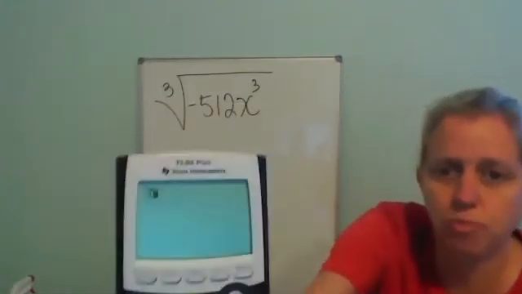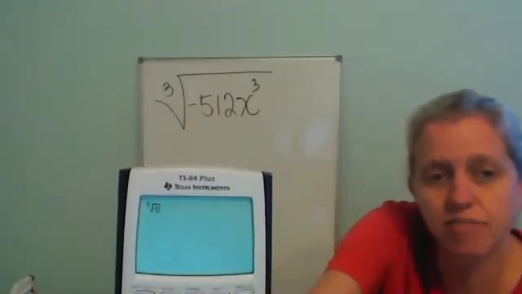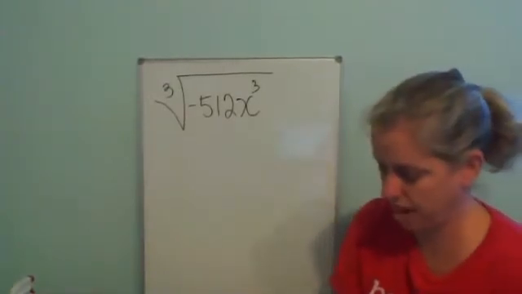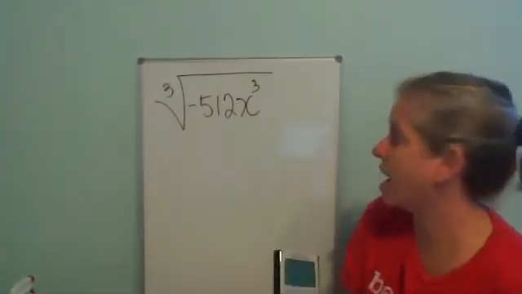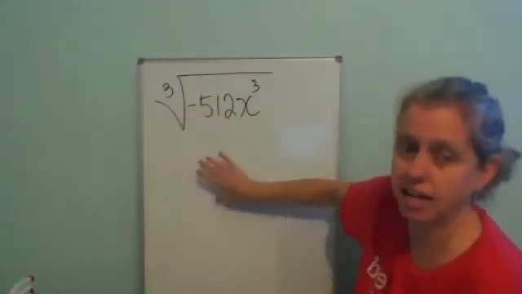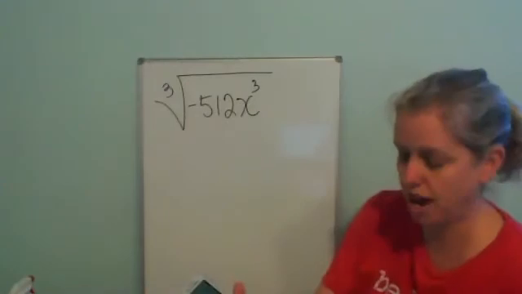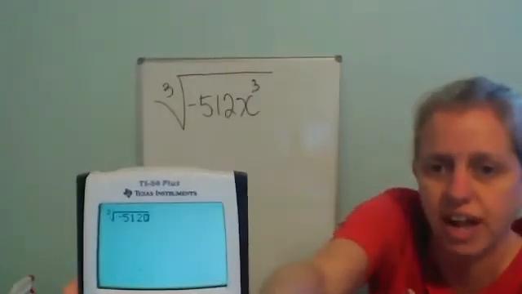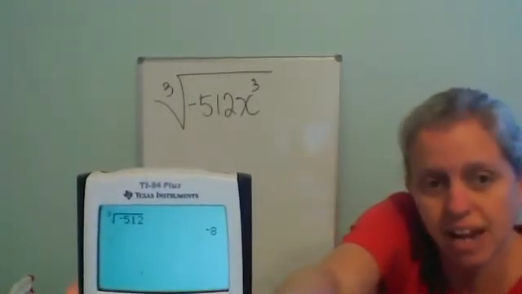So I'm at cube root. We'll type in -512. Now remember, when I had a square root and a negative underneath, my answer was not a real number. But look what happens if you have a cube root of a negative. It does give me an answer.